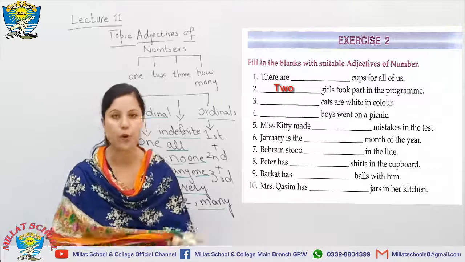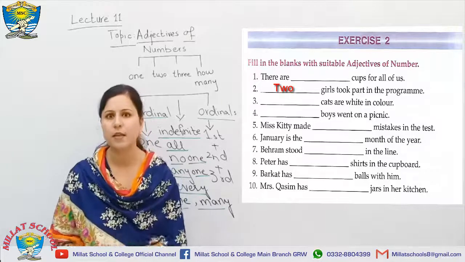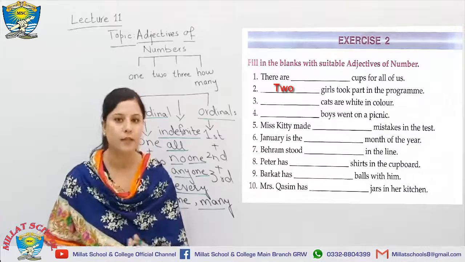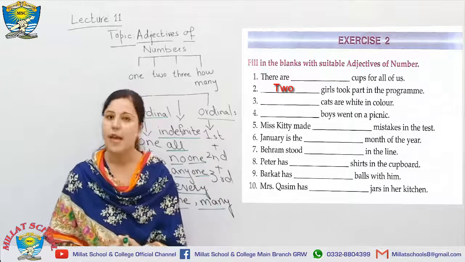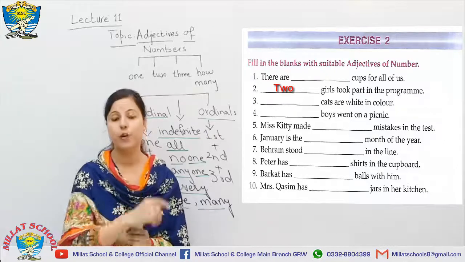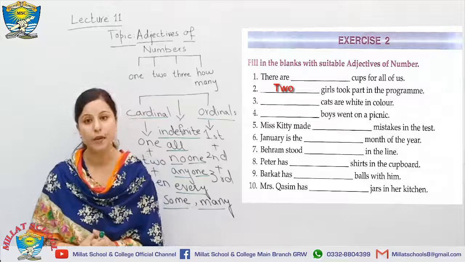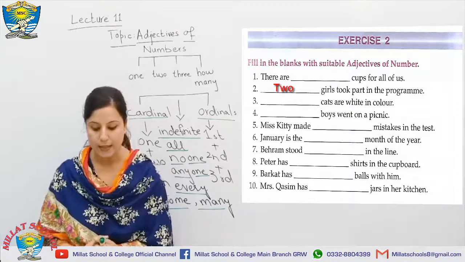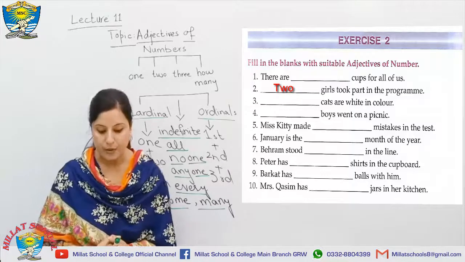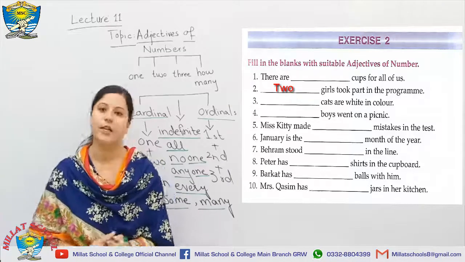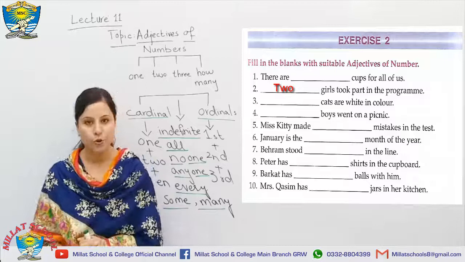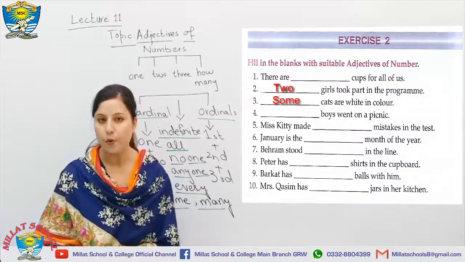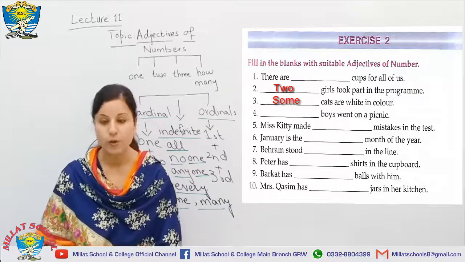So write the number of your choice. You can write 60 girls, you can write 6 girls, you can write 2 girls, any of your choice, but it should be plural because girl is a noun here and has been used as plural. Let's see the next sentence. Number 3, dash cats are white in color. Now here is again a number of your choice. Next is number 4, dash boys went on a picnic.